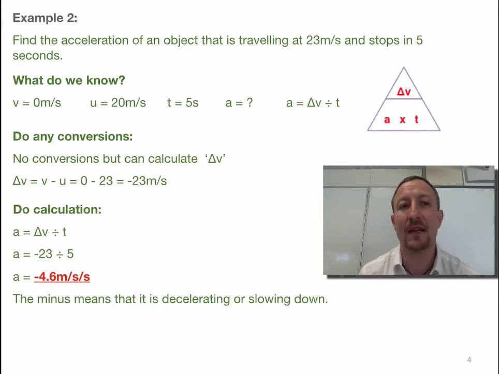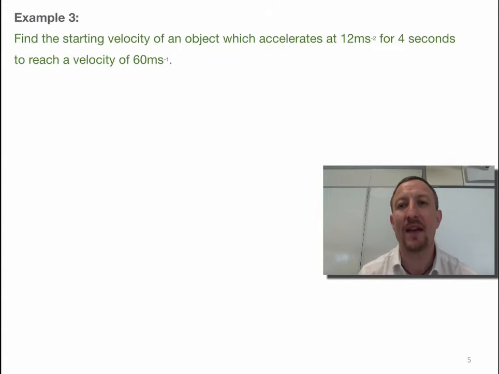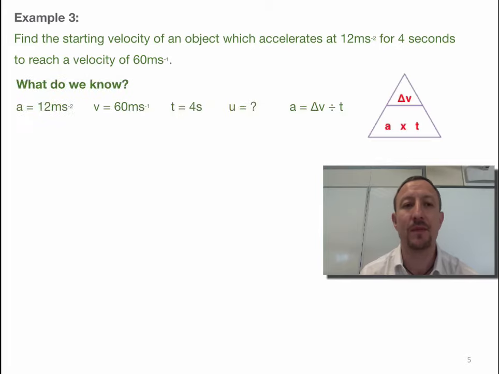Okay, let's look at a final example. In this case, we're going to have to do some rearrangement. We're going to find the starting velocity of an object which accelerates at 12 meters per second squared for 4 seconds to reach a velocity of 60 meters per second. Now it sounds complicated, but all we have to do is write down what we know first. Well, we know that the acceleration is 12 meters per second squared. We know the final velocity ends up being 60 meters per second. We know the time is 4 seconds, and we've got to find U.